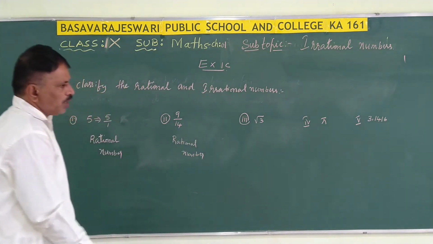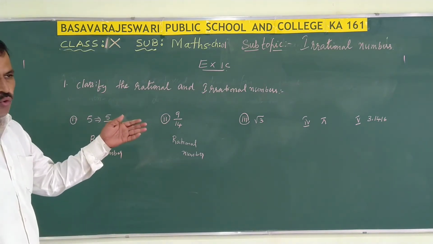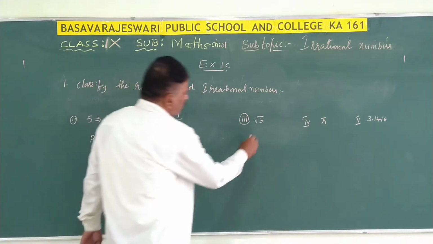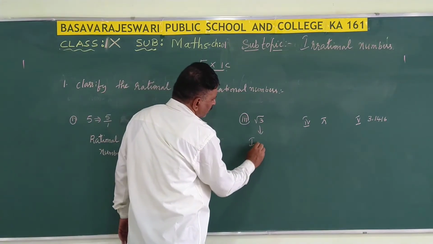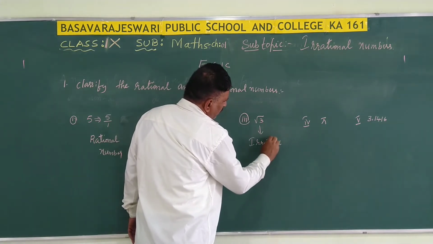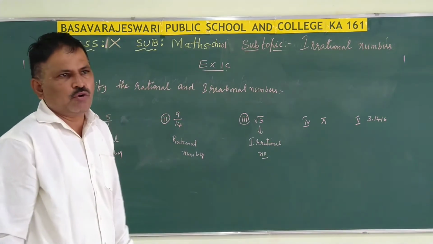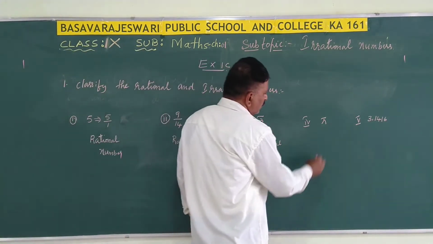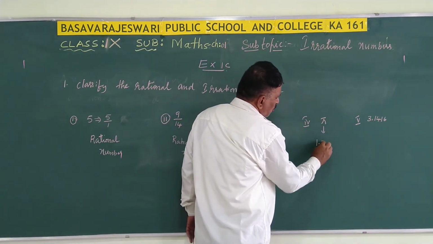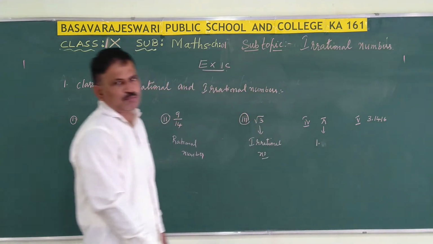As I already told you, root 3 is an irrational number, because I wrote the value of root 3. That means root 3 is an irrational number. And what is the value of pi? We know that the value of pi is 22 by 7, or we will get 1 point. What is the value of pi?